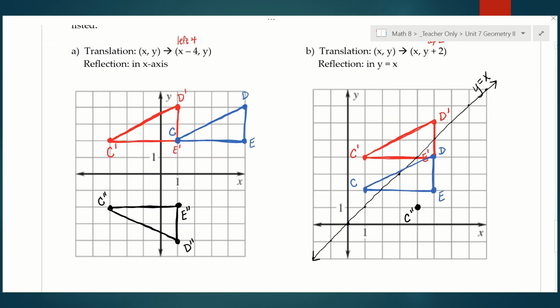So why don't we look at D prime next? D prime is a half of a box away. And so in the opposite direction, D double prime is going to end up being right here. Okay, and my last one I need is E prime. E prime is also a half of a box away. And so in the opposite direction, E double prime is right there. Okay, so let's connect those.